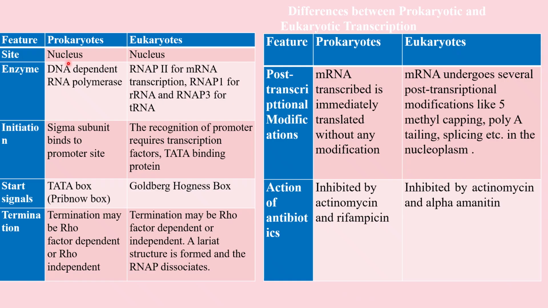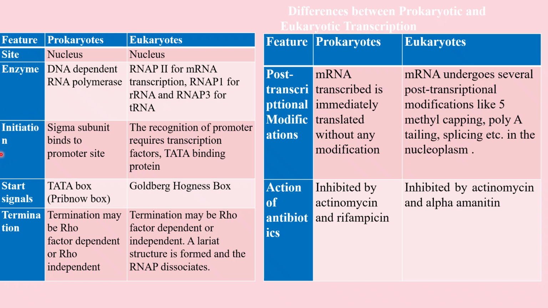Now we can see here the differences between prokaryotic and eukaryotic transcription. The site among the prokaryotes and eukaryotes is the nucleus. The enzyme concerned with polymerization of RNA is the DNA-dependent RNA polymerase in the prokaryotes, while in the eukaryote it is RNA polymerase 2 for messenger RNA transcription, RNA polymerase 1 for ribosomal RNA, and RNA polymerase 3 for transfer RNA.